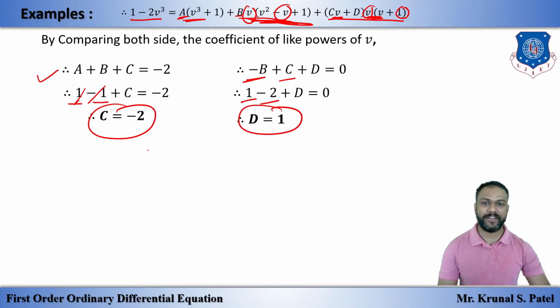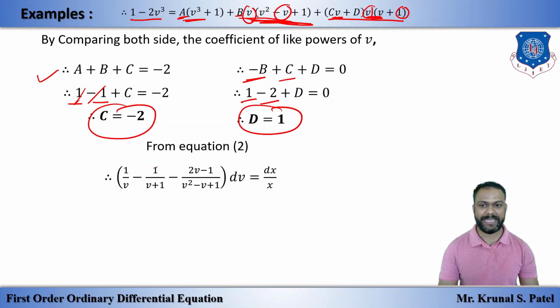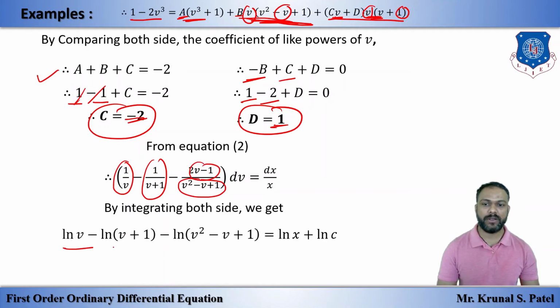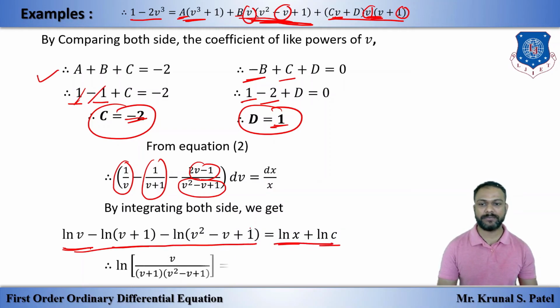Now we have all the values a, b, c, d, so equation 2 becomes this: a is 1, b is minus 1, this c, and this is d. Okay, c is minus 2, d is 1, but we just take minus common, so this becomes this. Now you can observe that the integration of 1 by v is log, and the differentiation of this is in the numerator, so we have log. So by integrating both sides, we have log v, log 1 plus v, log v square minus v plus 1, because of this rule of logarithm. So we have the rule of logarithm. This minus minus goes in the denominator, and we know this is our v cube plus 1.